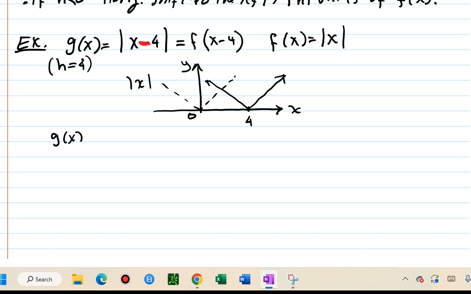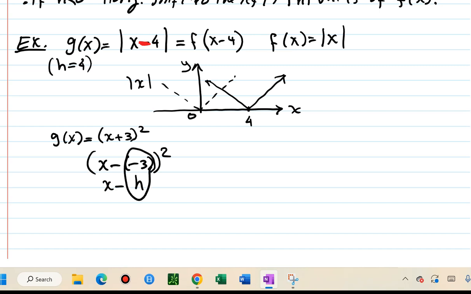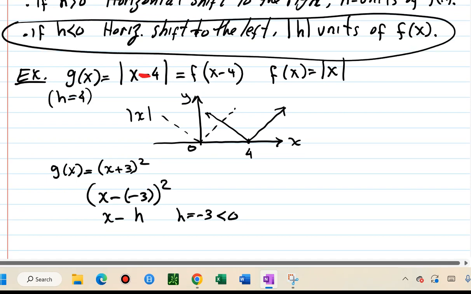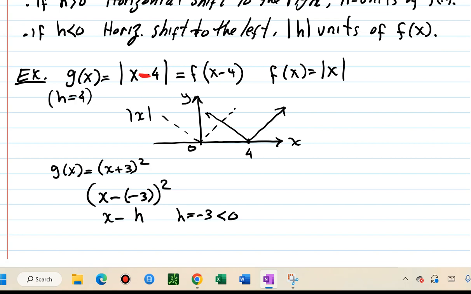Another example, let's say my g of x is x plus 3, this time again the squaring function. So for this one now, I can write it as x minus negative 3 squared, so it's in the form of x minus h. So you can see my h is negative 3 now. h is negative 3, which is less than 0. Going by what we have here, there's going to be a translation of the original basic function, this time to the left 3 units, correct? So we're going to graph this one like so.